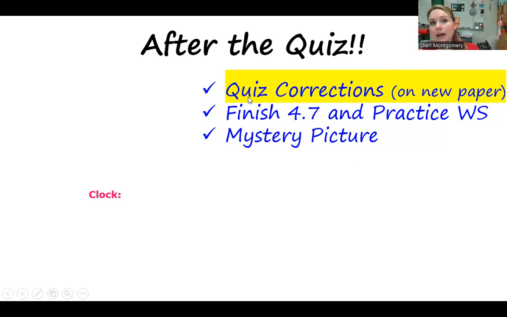We also have last quiz corrections that you can do. When you're done with the quiz, you might need to finish up any of your homeworks or the practice worksheet. I said we're not going to grade them today, so don't stress out about it. We're going to grade them next class so that we have more time. And then you have a new mystery picture. Yes, we still have mystery pictures because we have to learn how to plot points.